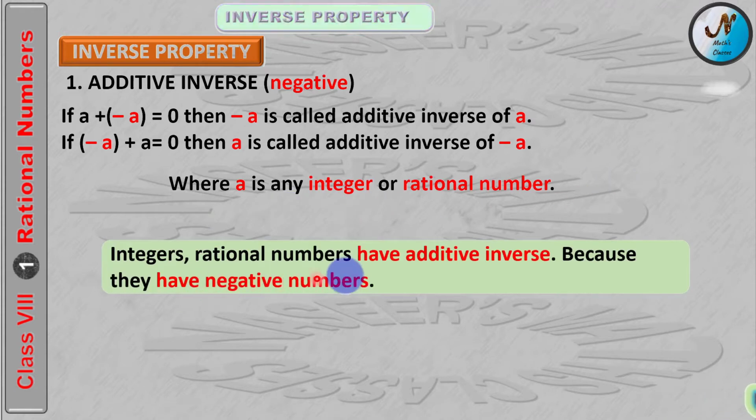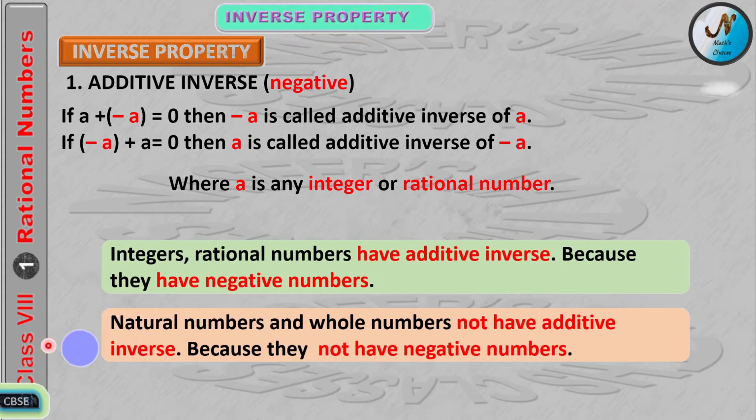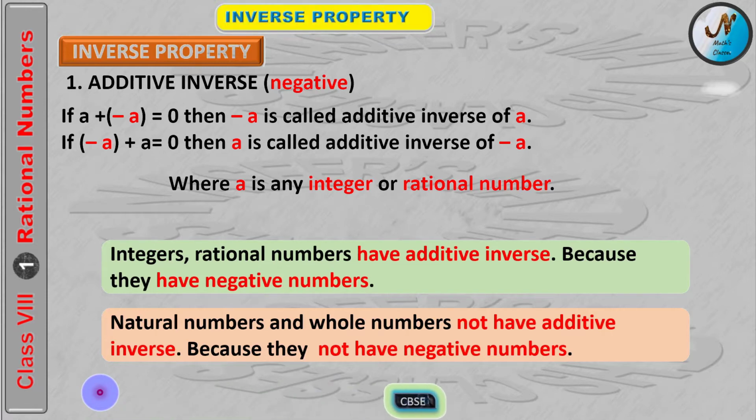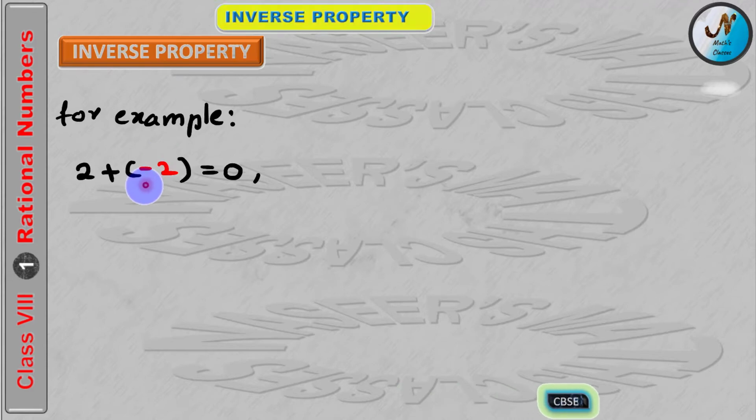Here, integers and rational numbers have an additive inverse because they have negative numbers. So natural numbers and whole numbers do not have an additive inverse because they do not have any negative numbers in their set. So next, the inverse property examples.